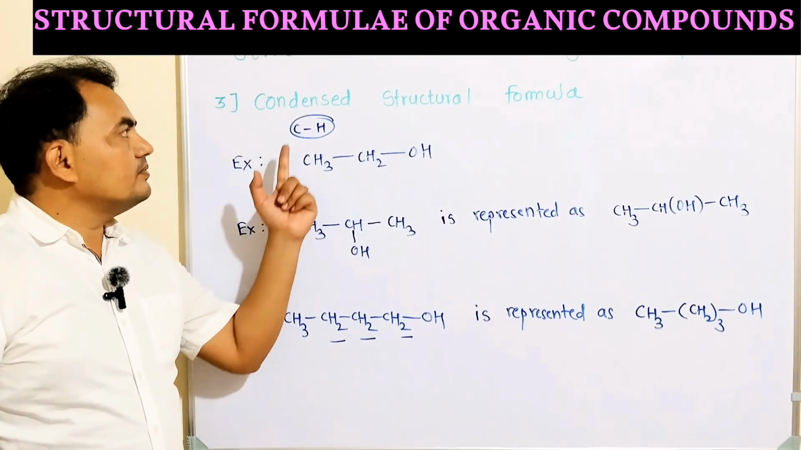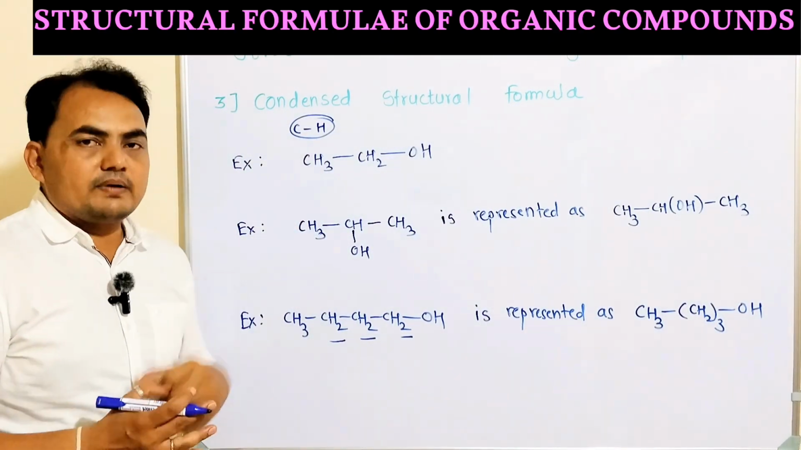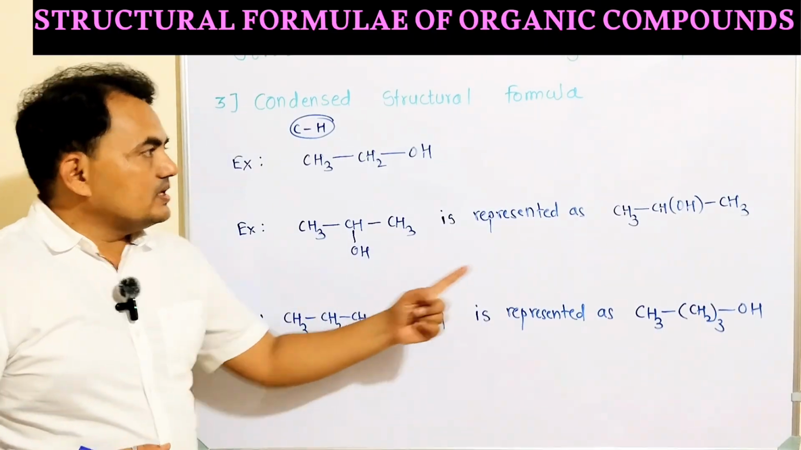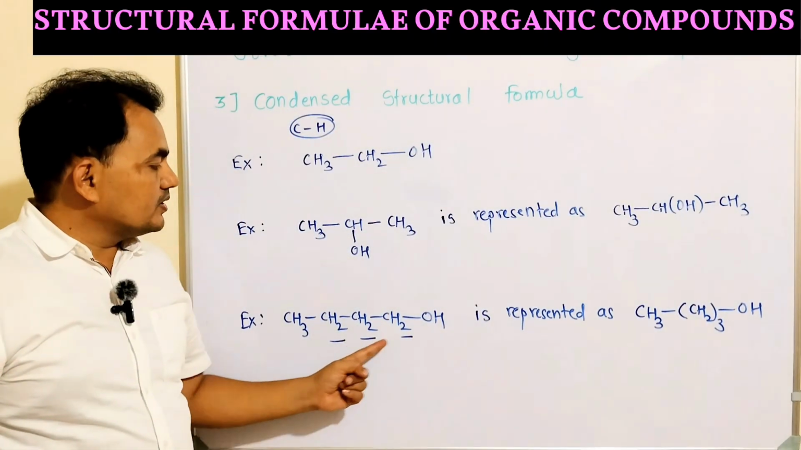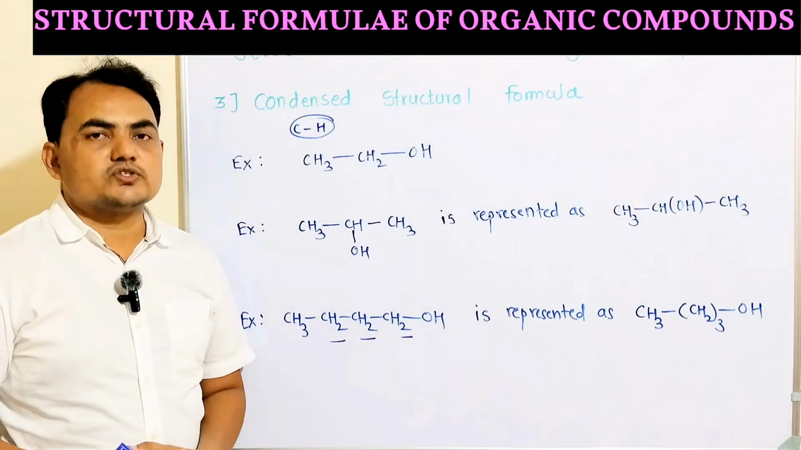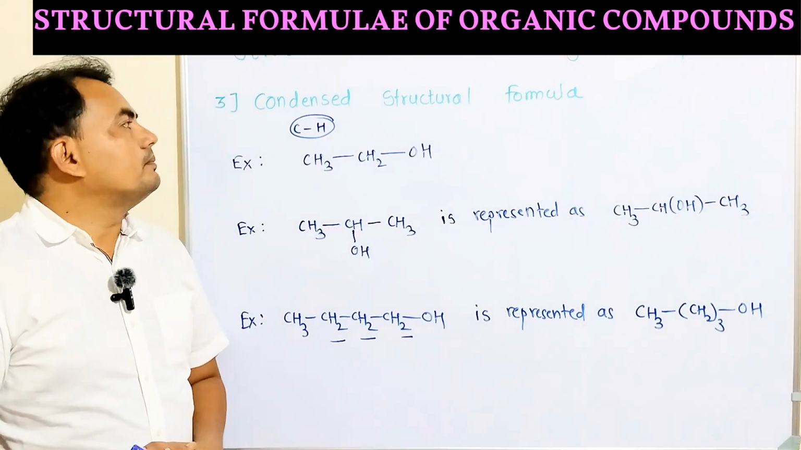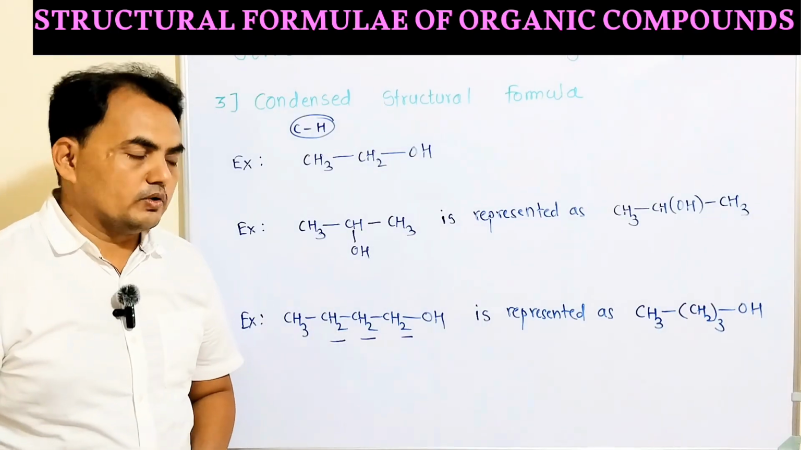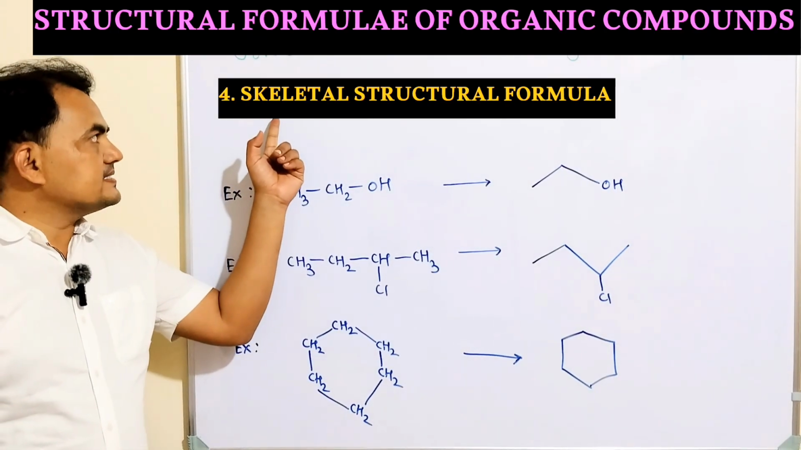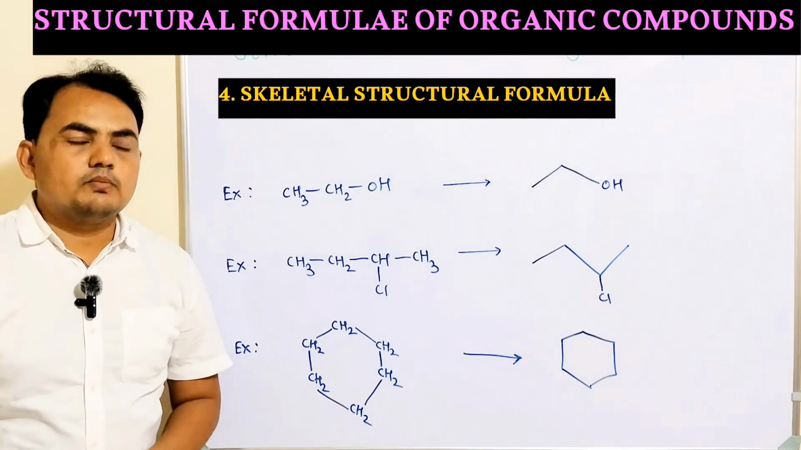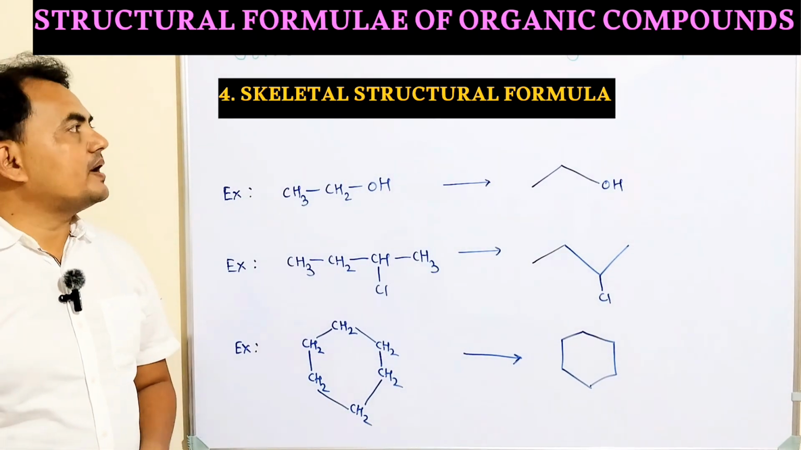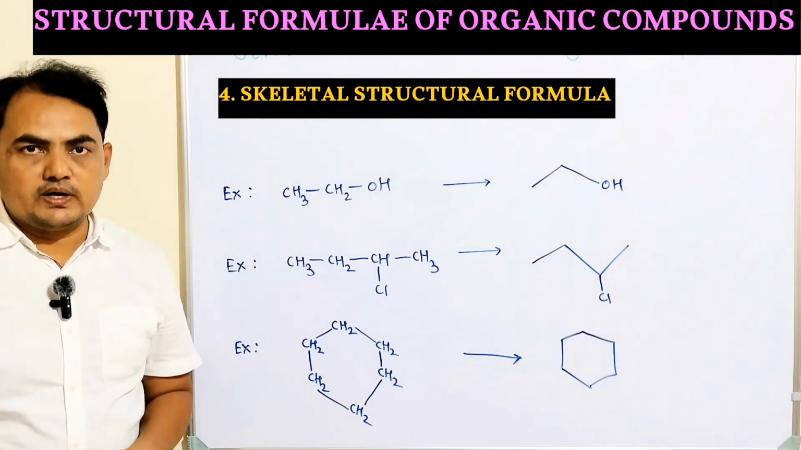Things to remember: we do not represent the carbon-hydrogen bond, and we represent branching or repeated groups in brackets. In this way we can write the structure of an organic compound by using the condensed structural formula. Now we see the fourth type of structural formula, that is the skeletal structural formula. So how can we write the structure of an organic compound by using the skeletal structural formula?